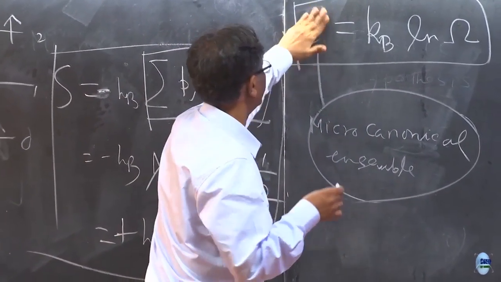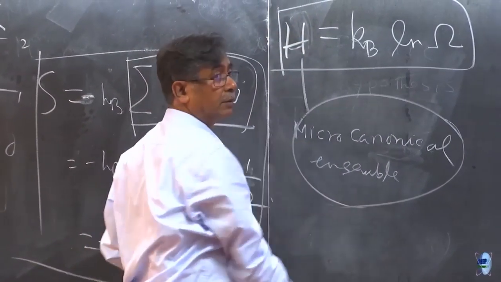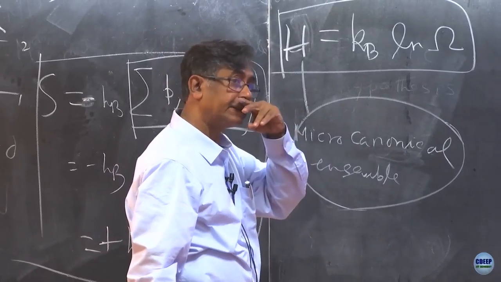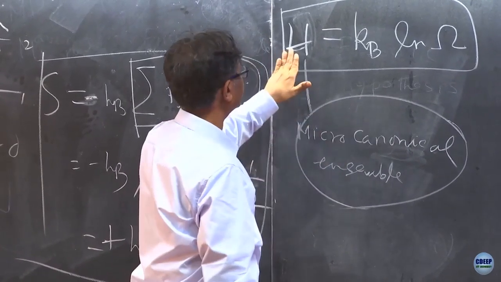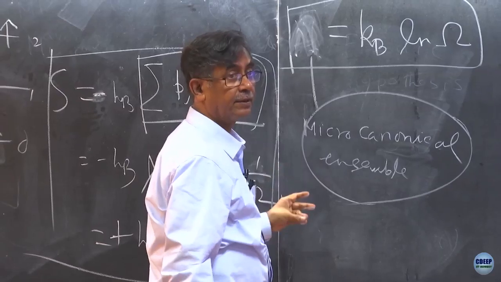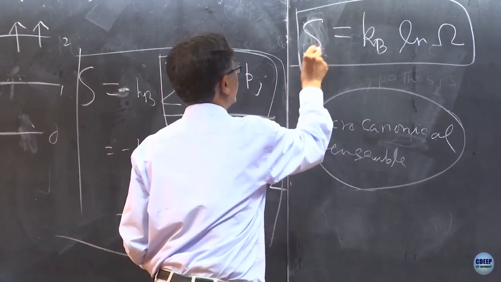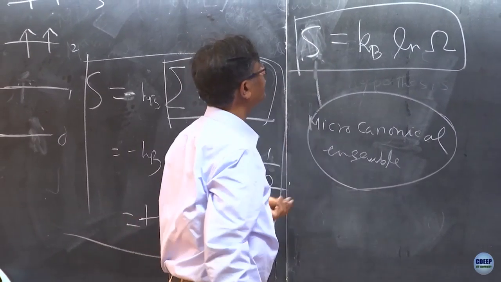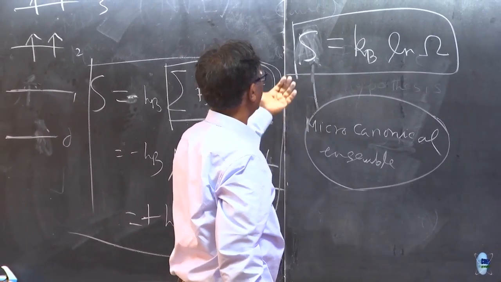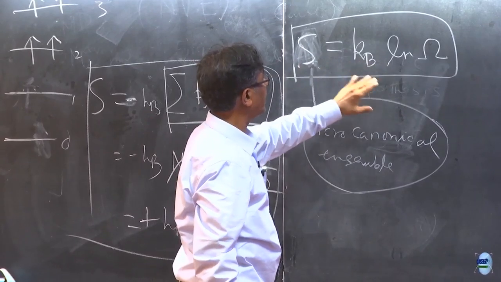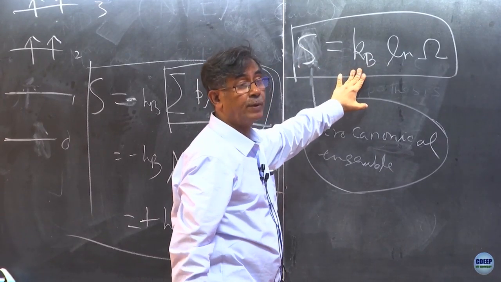Boltzmann's definition, this was H, it was not S. It was shown by Gibbs that this function is S, and we are using it as S. Okay. And I told you that I will say something really interesting. The interesting thing is that S is proportional to ln omega, and the proportionality constant k_B is the Boltzmann constant.